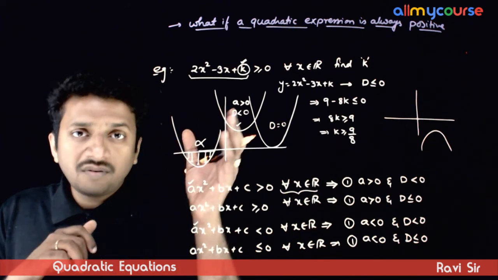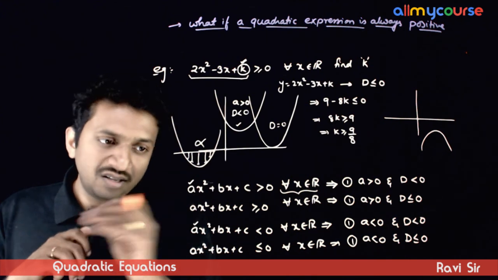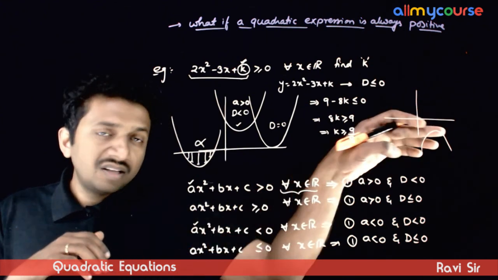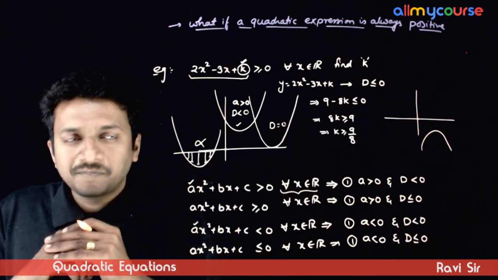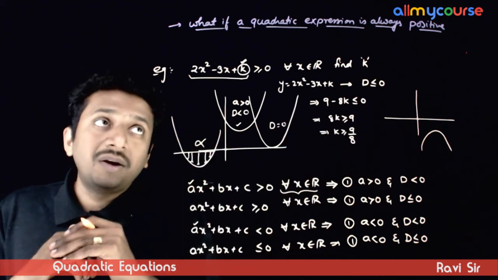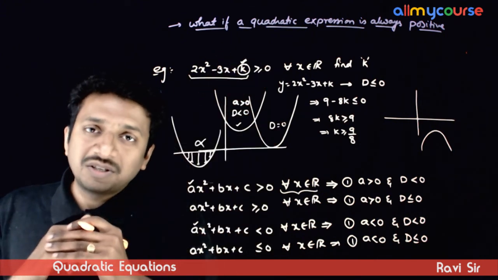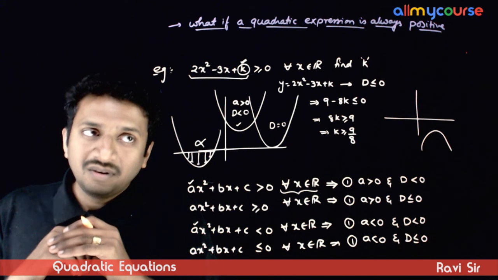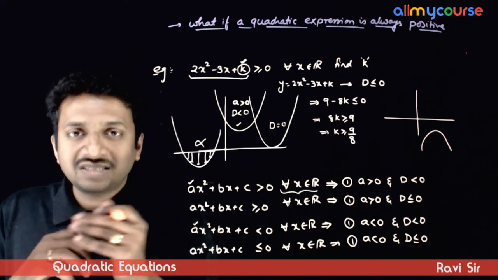If an expression is always positive, that means the graph has to lie completely above x-axis. If an expression is always negative, the graph has to lie completely below x-axis. So this is about the topic of what if the quadratic expression is always positive. So let us take some examples and see how to apply these conditions.